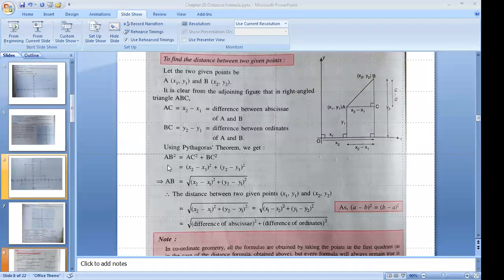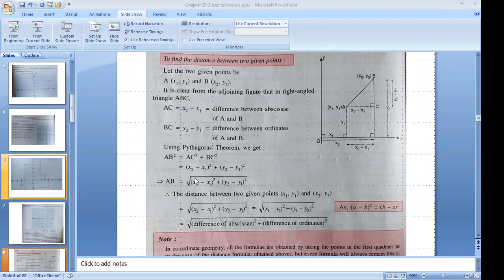And now students, this was AB square is equal to, isn't it? So AB is going to be under root (x2 minus x1) the whole square plus (y2 minus y1) the whole square. And now students, this is the distance formula between these 2 points A and B having coordinates x1, y1 and x2, y2.